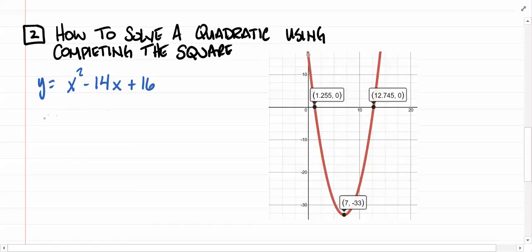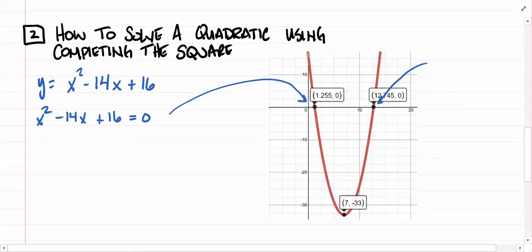Here are the steps that we're going to do. First, I'm going to let 0 be on the opposite side of my equation. So I'm going to say x squared minus 14x plus 16 is now equal to 0. Why do I put the 0 there? Well, because we're looking for where the graph intercepts the x-axis, and we're going to have a 0 in the y value. So that's why we put the 0 there.